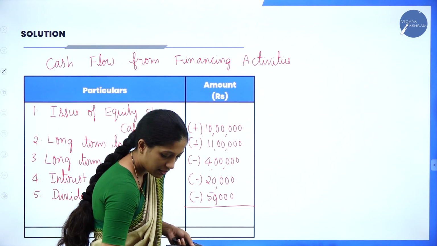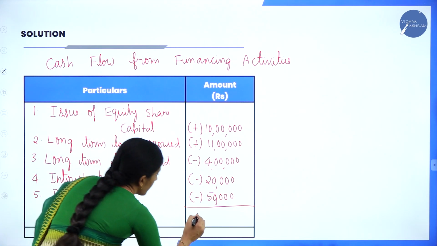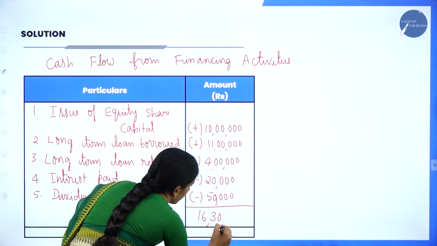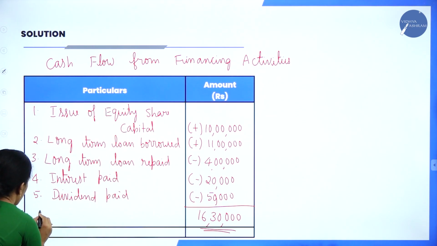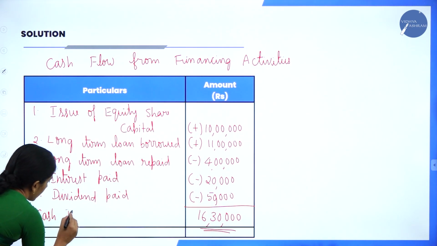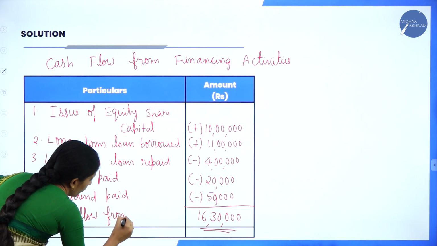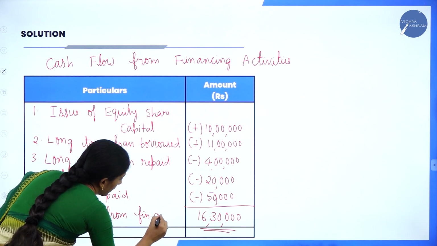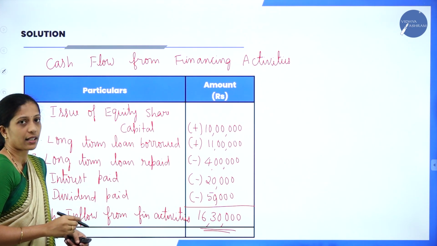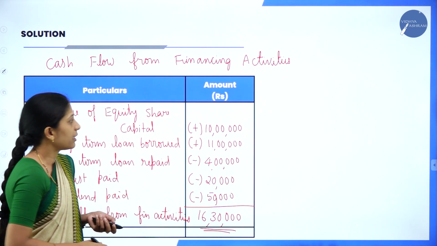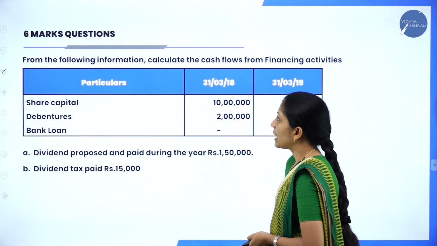Minus 70,000. So it will be 16 lakh 30,000. And the amount is positive. So it is cash inflow. Cash inflow from financing activities. That is 16 lakh 30,000. So hope you are clear how you have to solve the problem. Now moving on to the next one.